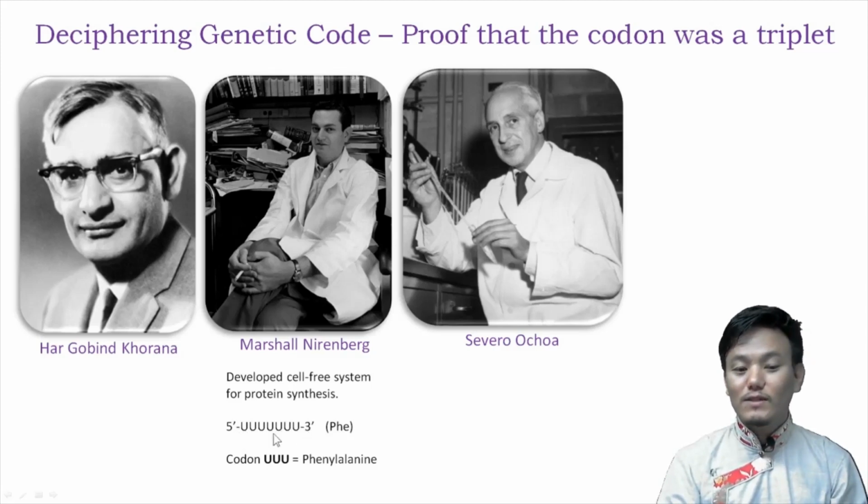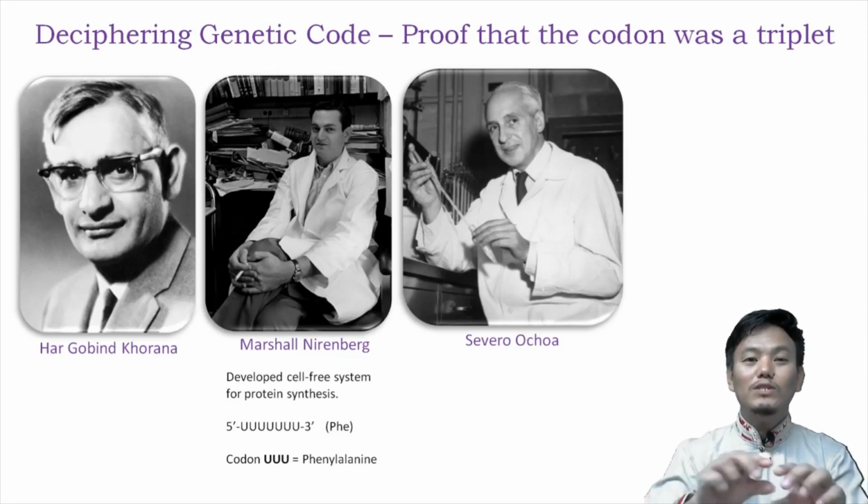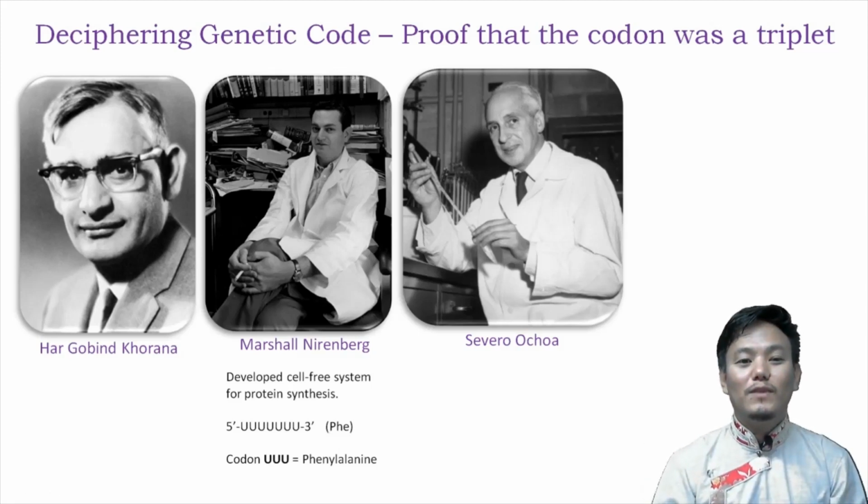So this polyuracil RNA was synthesized, and he put that in the cell-free system for protein synthesis, and he observed that this particular synthetic RNA produced a protein which contained only phenylalanine as amino acids. So a long chain of phenylalanine was produced. And he concluded that the amino acid phenylalanine must be coded by a codon which contains a repetitive sequence of uracil. So the codon UUU codes for phenylalanine.